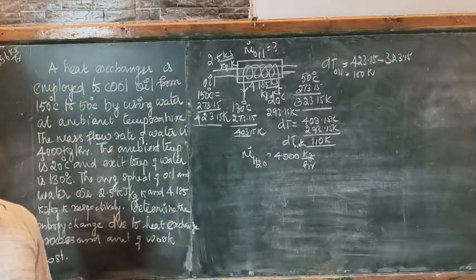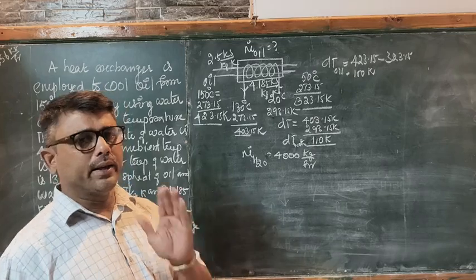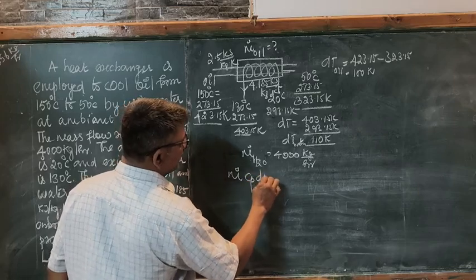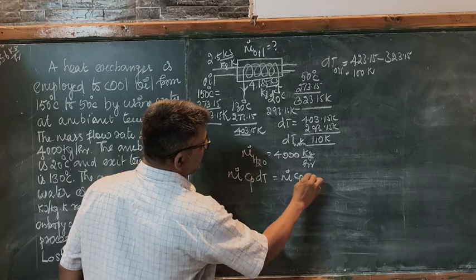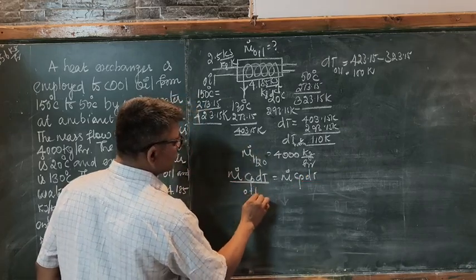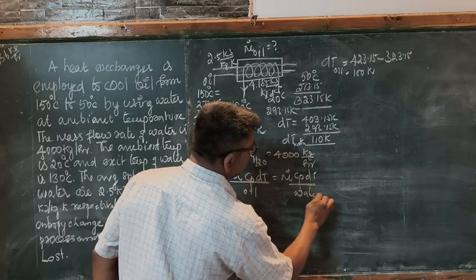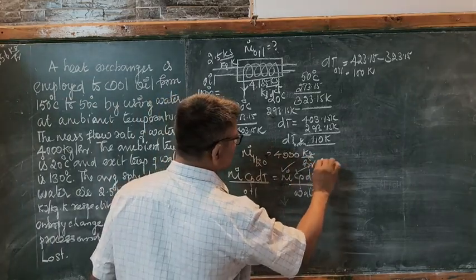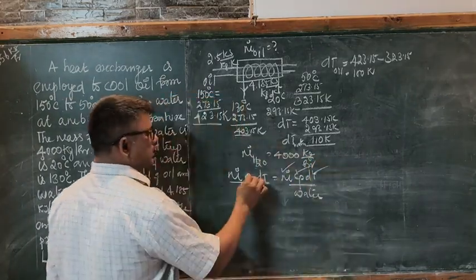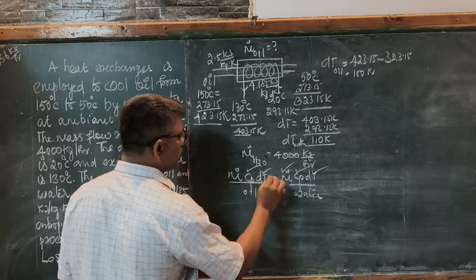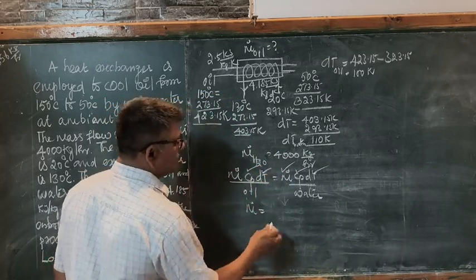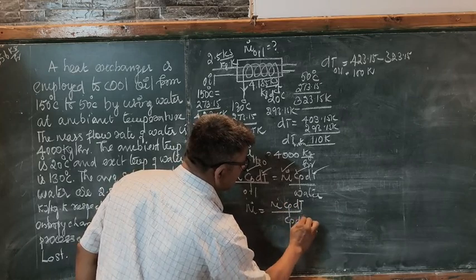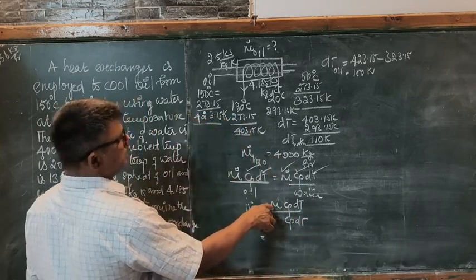In order to find the mass flow rate of oil, we have to perform the energy balance between oil and water. Energy balance: m Cp dT for oil is equal to m Cp dT for water. For water, the mass flow rate, heat capacity, and temperature difference are known. Similarly for oil, Cp and dT are known, and the unknown is the mass flow rate. That means m dot of oil equals m dot of water Cp dT of water divided by Cp dT of oil.